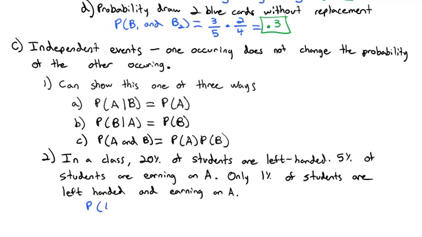Well, we'd have to look. What's the probability that they're left-handed? We're told the probability they're left-handed is 0.20, or 20%. The probability that they're earning an A, of all students, 5% are earning an A. So the probability of earning an A is 0.05. We're also told the probability of the students who are left-handed and earning an A, both of them together, is 0.01.